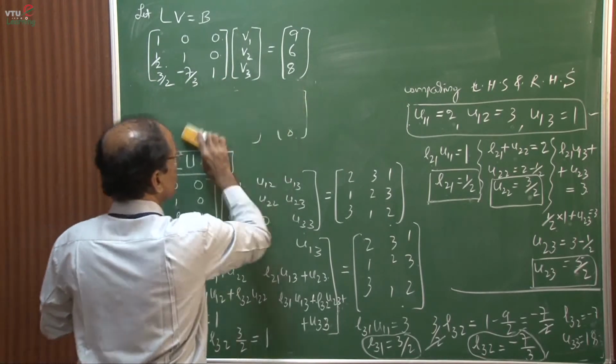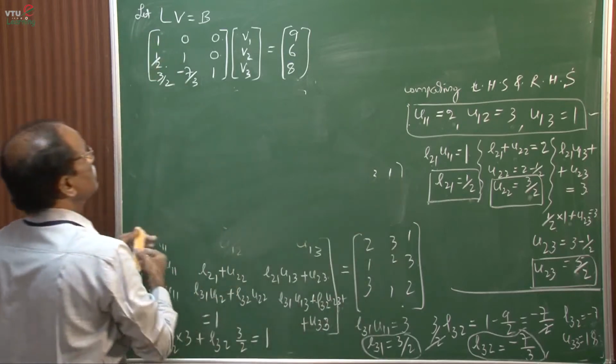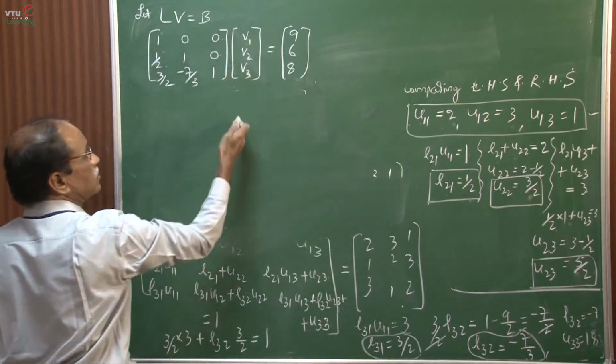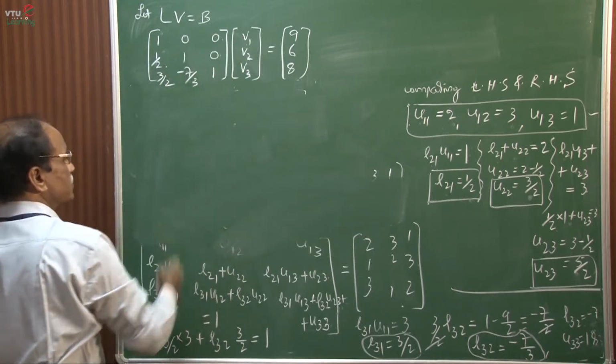Then what are those V1, V2, V3 calculations? That means you have to transfer once again row into column, first row into this column and second row into this column.